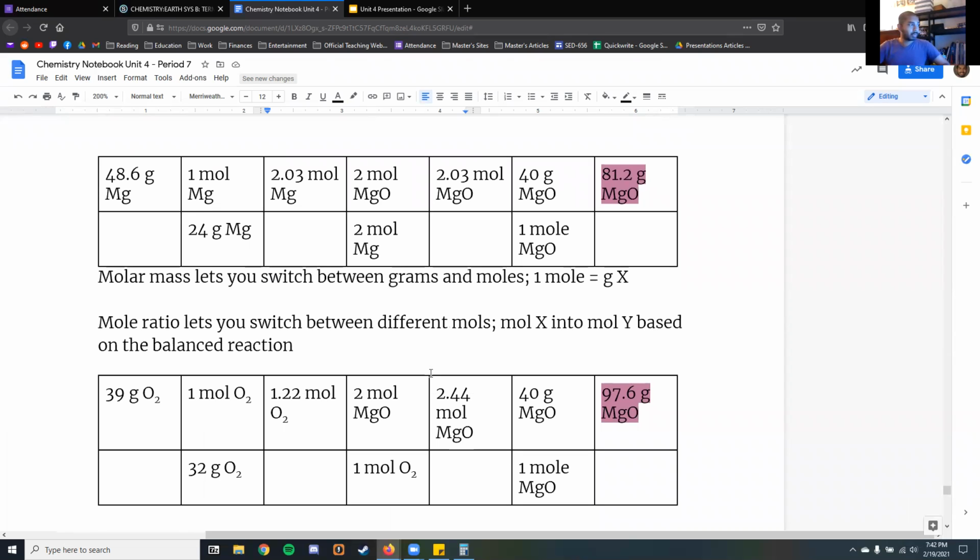So molar mass, let's see, to switch between grams and moles. And so we need the molar mass of oxygen, we need the molar mass of magnesium, and we need the molar mass of magnesium oxide. Basically, every chemical in that equation, we need its molar mass. We need the mole ratio between magnesium and magnesium oxide, as well as oxygen and magnesium oxide. Okay, and so we do this equation. And so magnesium, if burned, will give us 81.2 magnesium oxide.